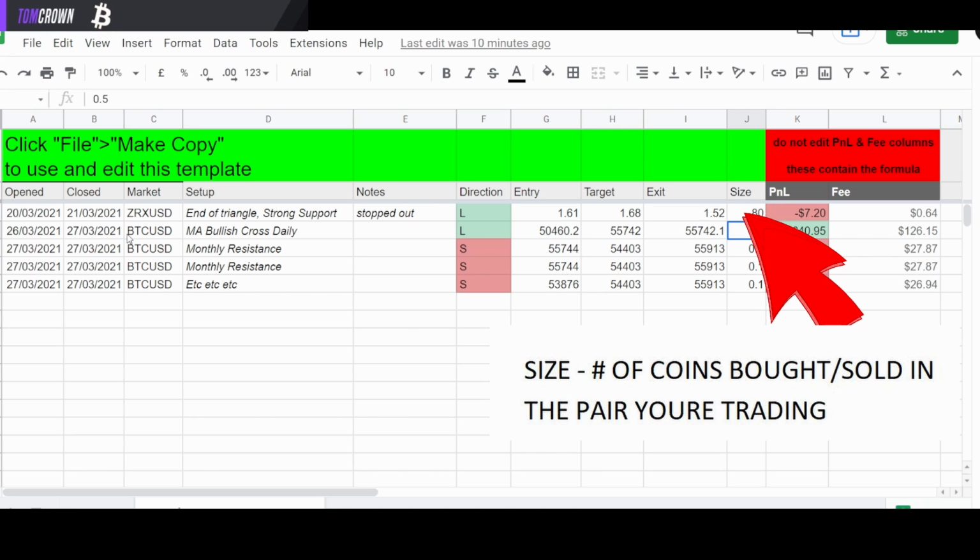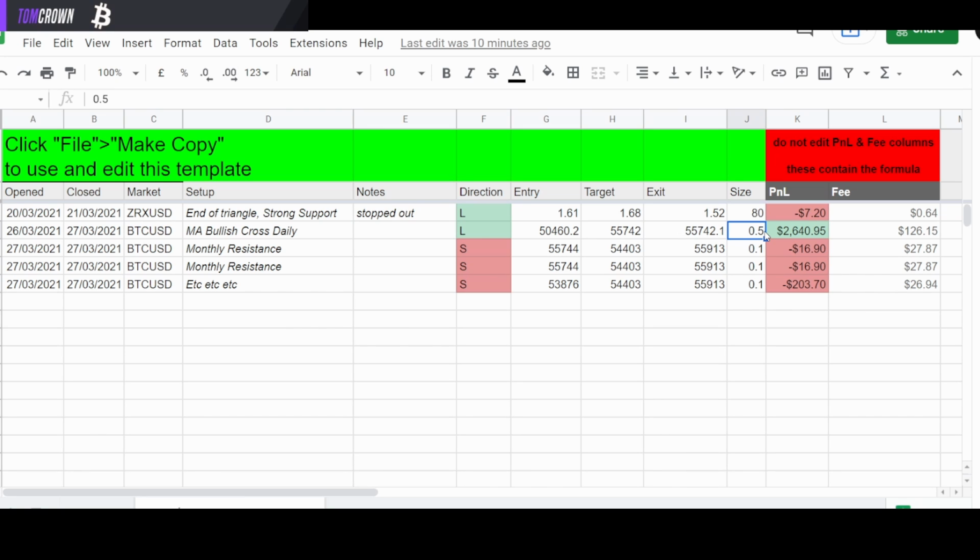For size, you can put essentially how much you're risking. You can see these are old examples, but this would be 0.5 of a Bitcoin. This would be 80 ZRX. So pay attention to what unit you're using. And then your P&L and fees, these are going to fill in automatically, so don't mess with these. I believe if you do this correctly, these should populate with the win or loss, the profit or loss.